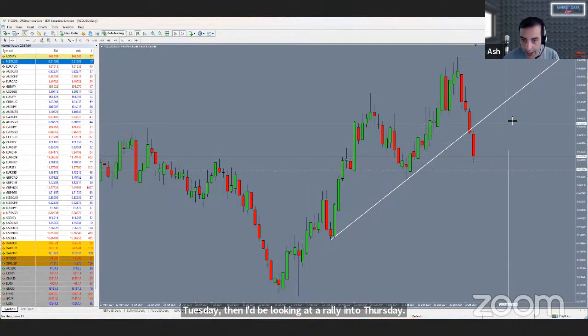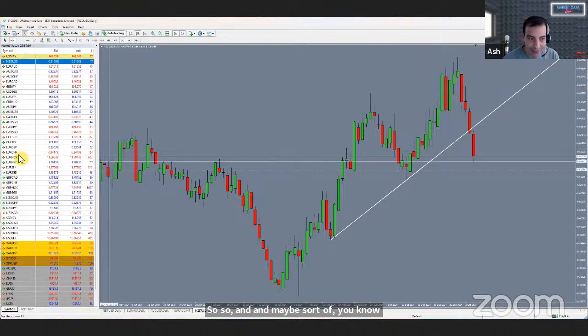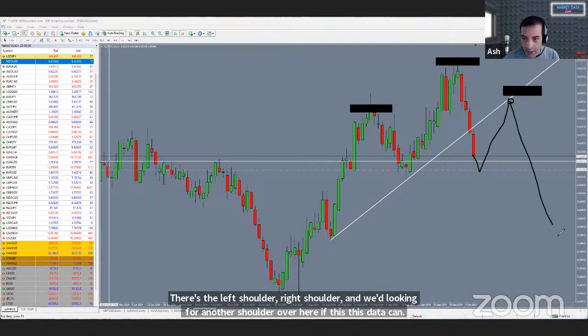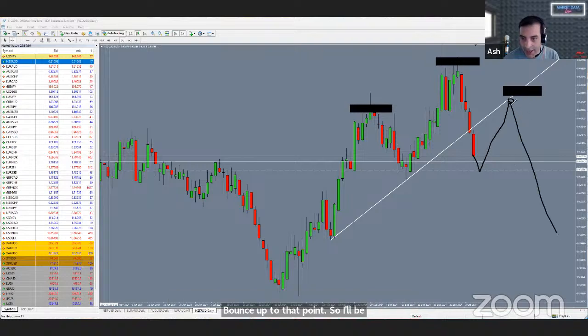So maybe coming up to this zone, which would look like the start of a head and shoulders pattern. There's the left shoulder, right shoulder, and we're looking for another shoulder over here if this data can bounce up to that point. So I'll be okay to look for a Kiwi dollar long as well after Thursday, and then into next week we could change our opinion. Okay, so that's the idea this week, guys.